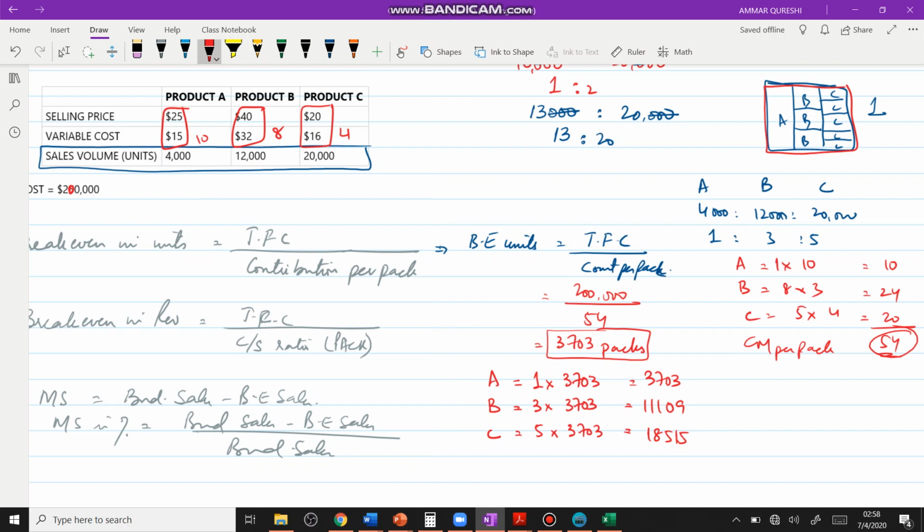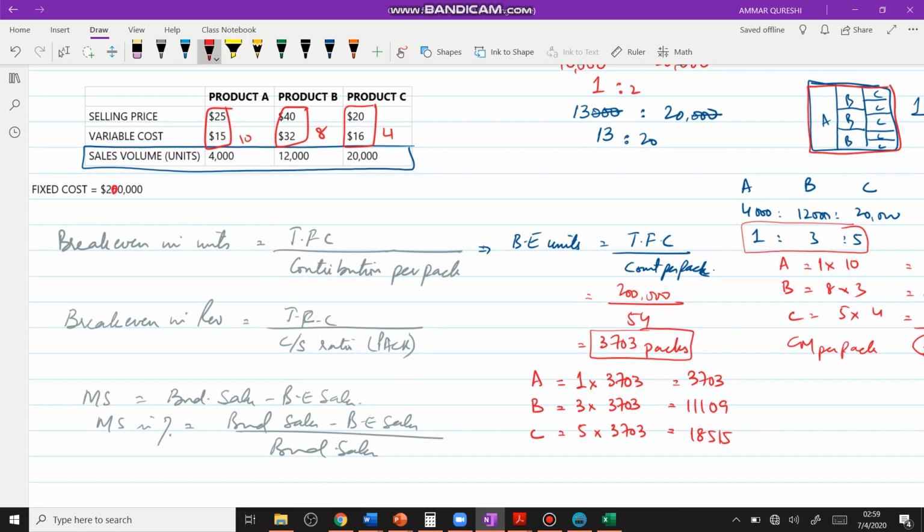If you sell these quantities of products A, B, and C, you will reach the break-even point, right? But the most important assumption in this case is that we are assuming that the company is selling products A, B, and C in this particular proportion.